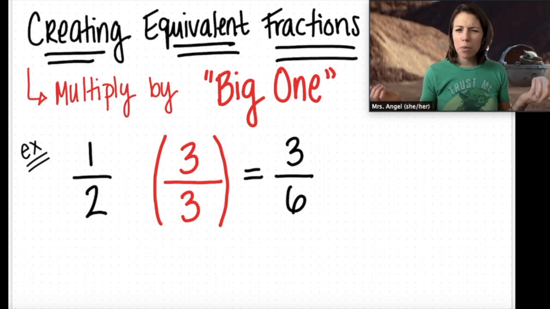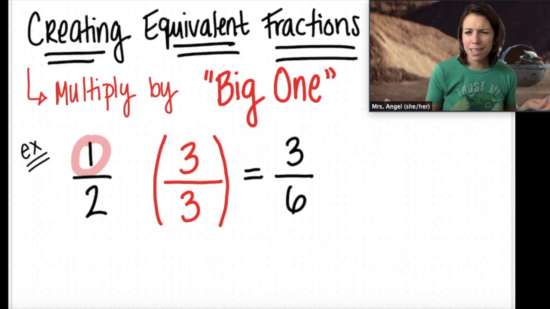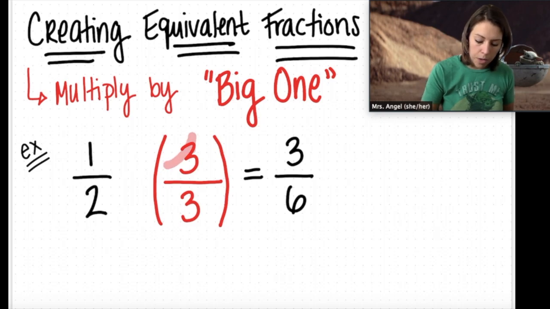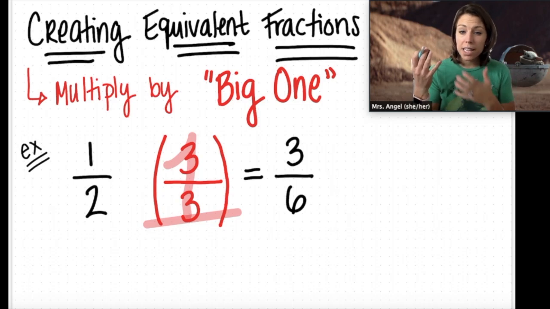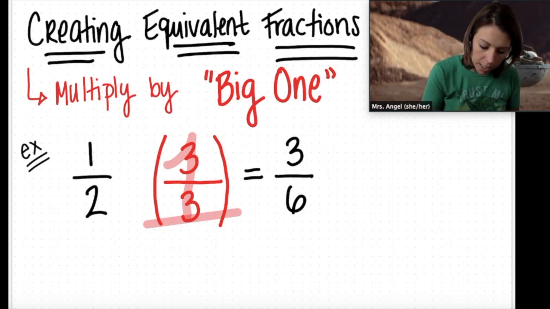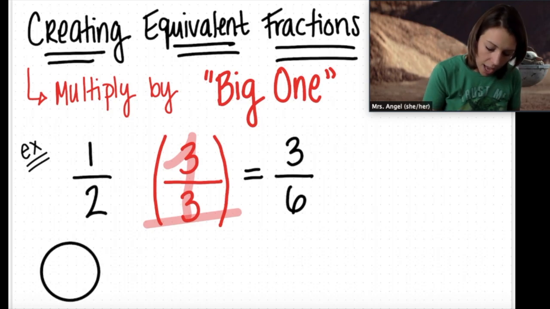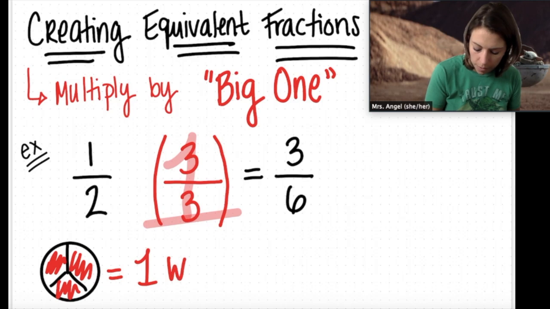But where's the big one in all of this? The only one I see is over here, and I know that's not that big. The big one is right here. 3/3 is called a big one because 3 divided by 3 is 1. Or if I created a quick diagram and broke it up into 3 pieces and shaded in all 3, that represents 1 whole.